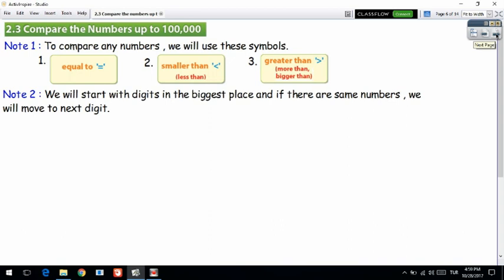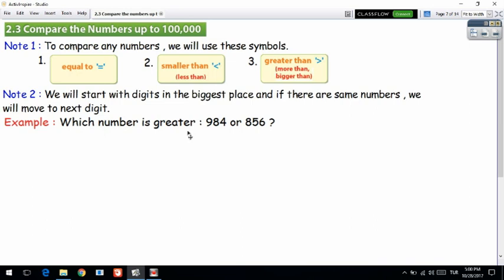Then note 2. We will start with the digits in the biggest place. For example, if you have a number that has ones, tens, hundreds digits, the hundreds digit is the biggest place. And if there are the same numbers, we will move to the next digit. Okay, let's see an example about that.